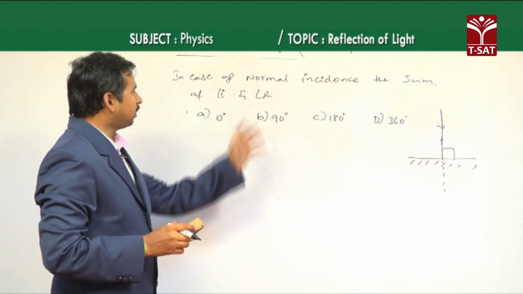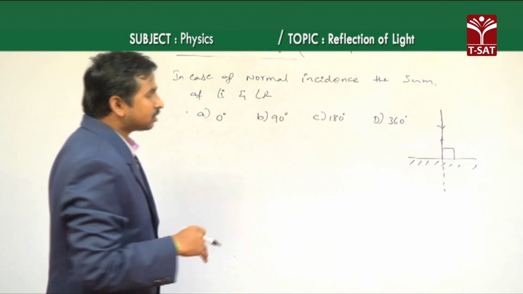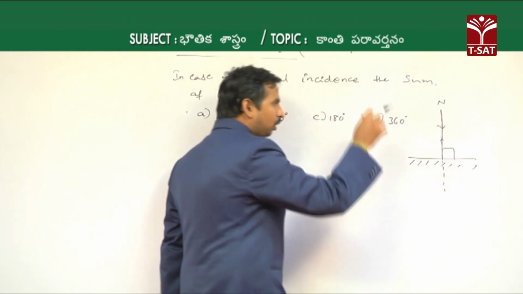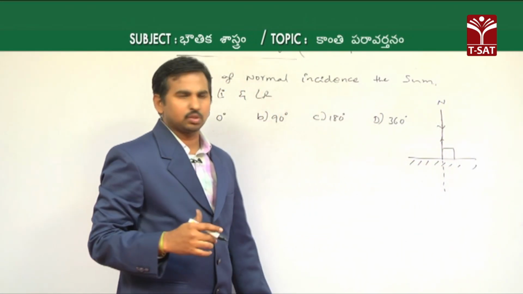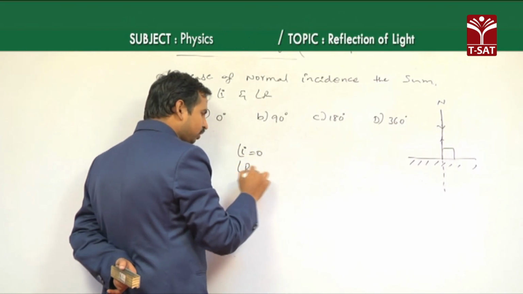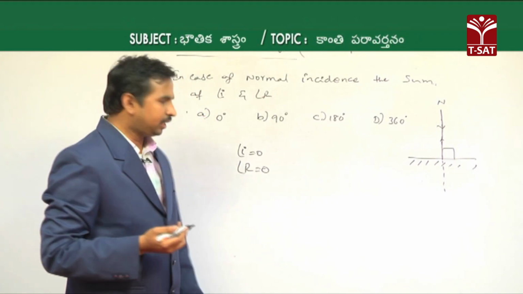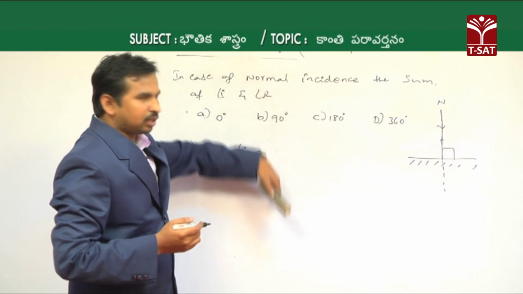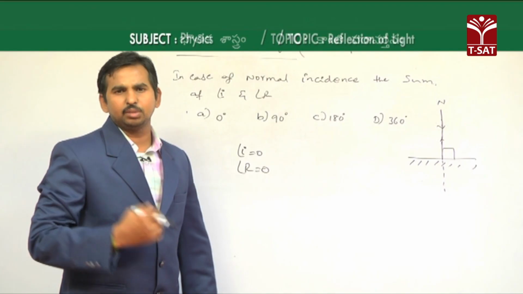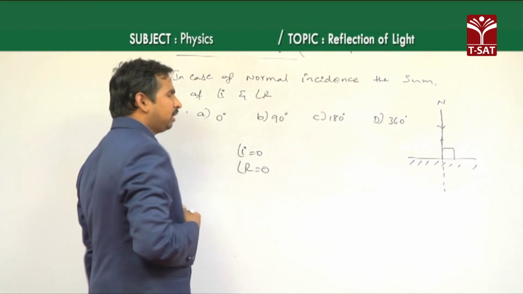If they want to ask the sum of angle of incidence and angle of reflection during normal incidence, even in that case, as this is the incident ray and this is the normal, the incident ray and normal both are merging here. So that is why the angle of incidence is becoming 0 and the angle of reflection is also becoming 0. Then, the angle between the incident ray and reflected ray we want. But here if you observe, the incident ray is coming downwards and the reflected ray is going up. So again the angle between them is becoming 0 only.